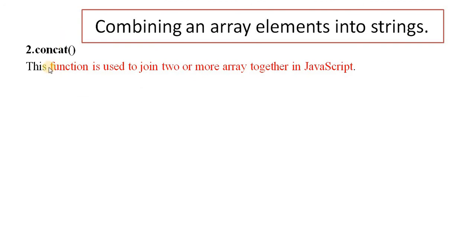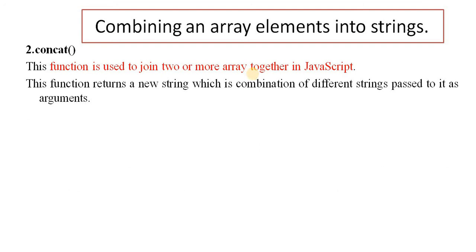Let us see the theory of the concat method. This function is used to join two or more arrays together in JavaScript. Second, this function returns a new string which is a combination of different strings passed to it as arguments. Next point, the syntax of the concat method is string1.concat, and in parentheses I am passing string2, string3 up to stringN. This returns a new string which is a combination of different strings passed to it as arguments.